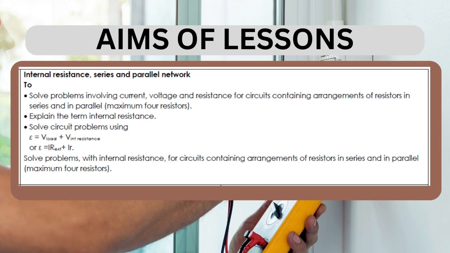Internal resistance, series, and parallel networks. 2. Solve problems involving current, voltage, and resistance for circuits containing arrangements of resistors in series and in parallel, maximum for resistors. Explain the term internal resistance. Solve circuit problems using epsilon equals load voltage plus internal resistance voltage, or epsilon equals I R external plus I r. Solve problems with internal resistance for circuits containing arrangements of resistors in series and in parallel. Maximum for resistors.